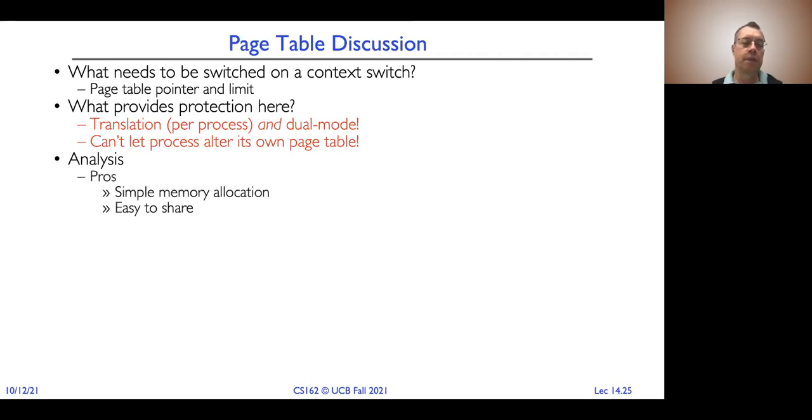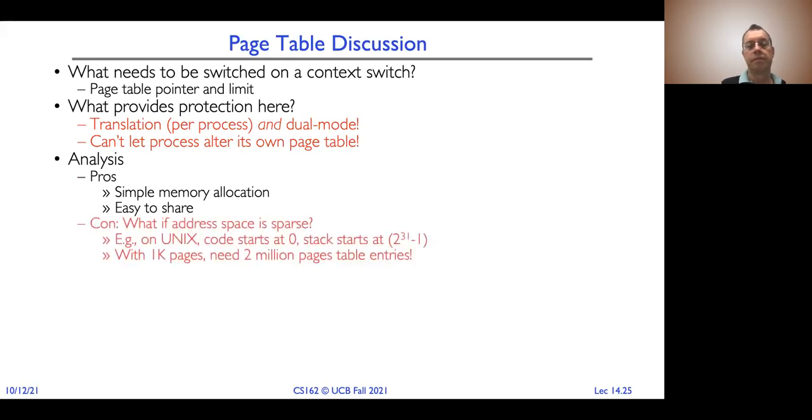And now let's look at the pros and cons. On the pro side, it's a very simple memory allocation. Remember, you have a bit vector, 0 or 1, for whether the page is allocated or not in the physical memory. The bit vector contains 1 bit for each page in the physical memory. Easy to share. The cons we've seen: if the address space is very sparse, the page table can be huge.